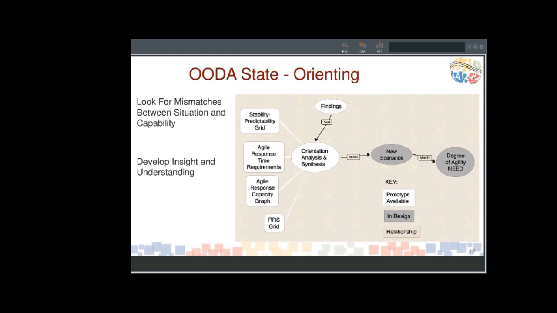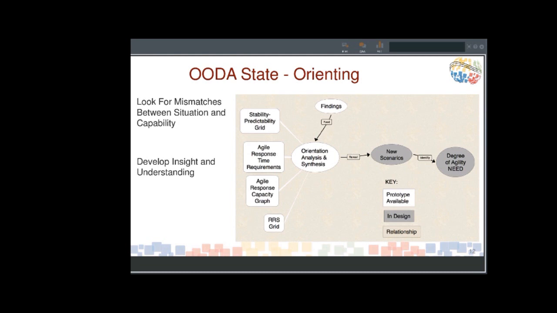I talked earlier that we sort of developed 3 tools. There's actually a 4th, but just briefly, there's a thing called the stability predictability grid that allows easy mapping in terms of uncertainty. There's a response time requirements graph that allows us to look in that dimension, and then there's what we call a response capacity graph to see how good or capable we are of dealing with a large amount of variation.